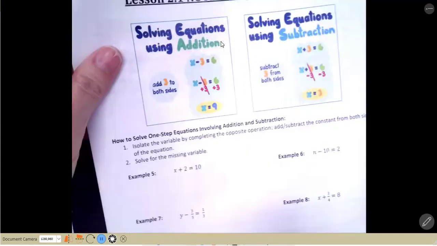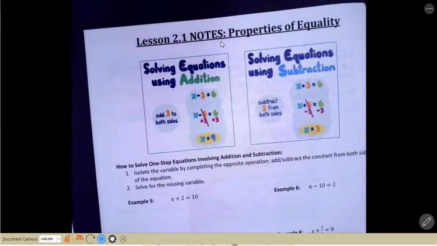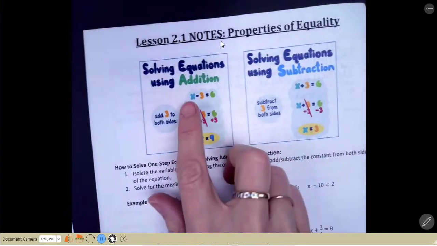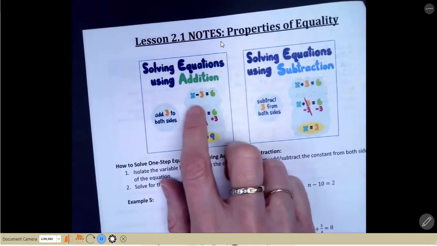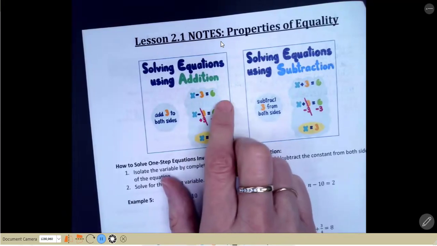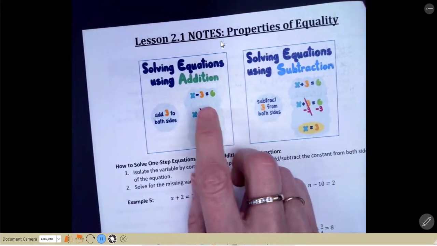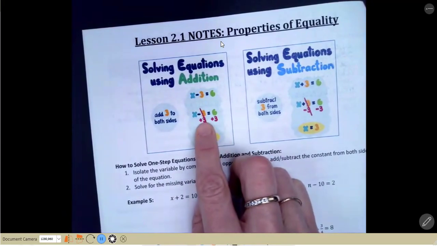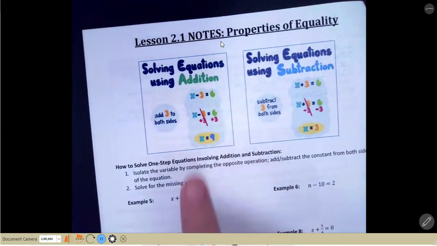Now we're just solving equations, one-step equations involving addition and subtraction. So if you look up at our examples here, x minus 3 equals 6, we're going to use the addition property of equality, and we're going to do the opposite of minus 3, and we're going to add 3 to both sides. So that's what they did here. They added 3 to both sides. Negative 3 plus 3 is 0, so you just cancel that out. And 6 plus 3 is 9, so x equals 9.